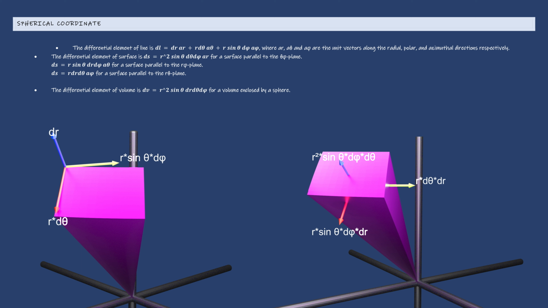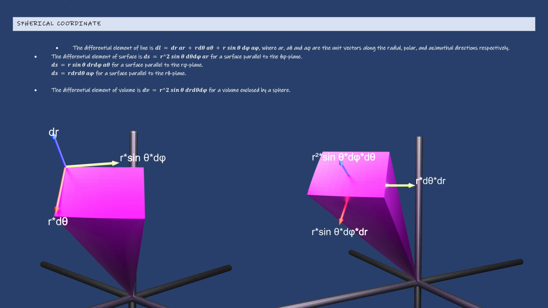In spherical coordinates, we use r, theta, and phi to describe the position of a point in space. R is the distance from the origin to the point, theta is the angle from the z-axis, and phi is the angle from the x-axis. The unit vectors along the radial, polar, and azimuthal directions are denoted by AR, A theta, and A phi, respectively. AR is perpendicular to the sphere surface, and A theta and A phi are tangential to the sphere surface.